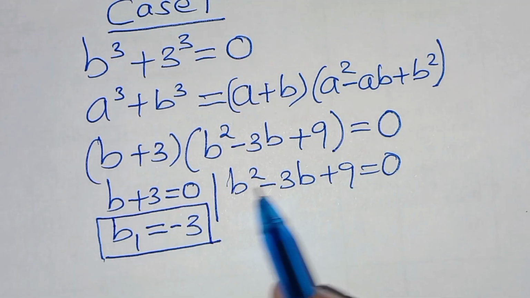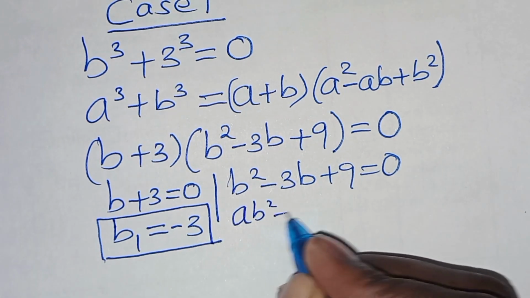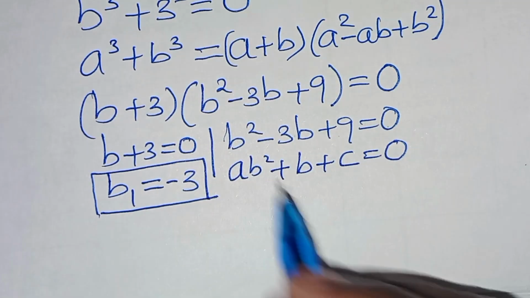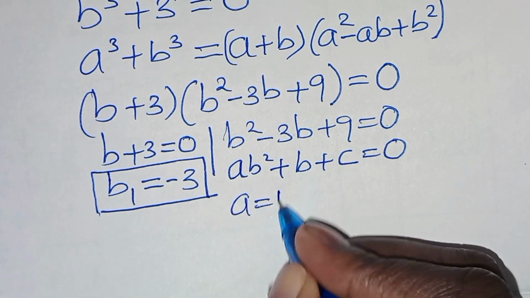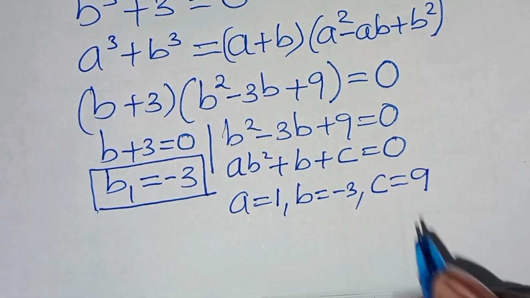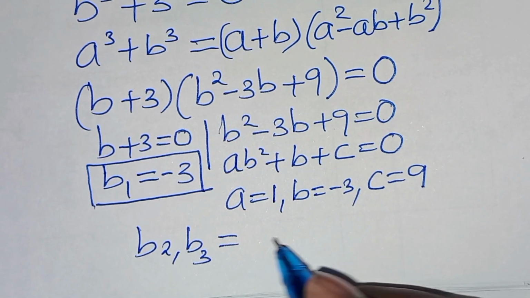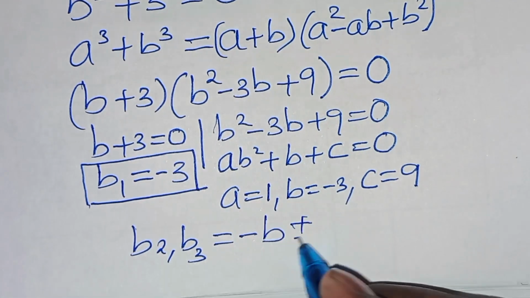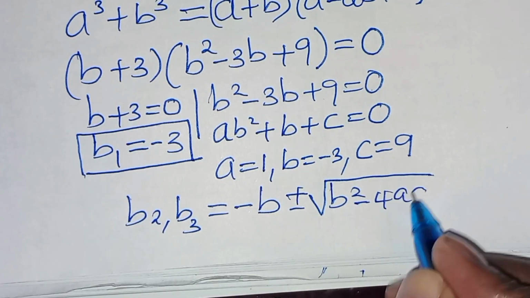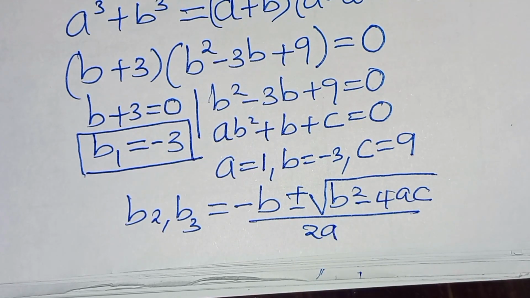The second part is a quadratic equation, which is of the form ab squared plus b plus c equal to 0. From this quadratic equation, a is equal to 1, b is equal to minus 3, and c is equal to 9. So to solve for b2 and b3, we can apply the quadratic formula: minus b plus or minus the square root of b squared minus 4 times a times c, divided by 2 times a. So let's apply this formula.